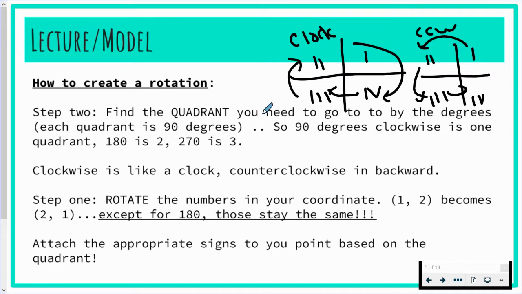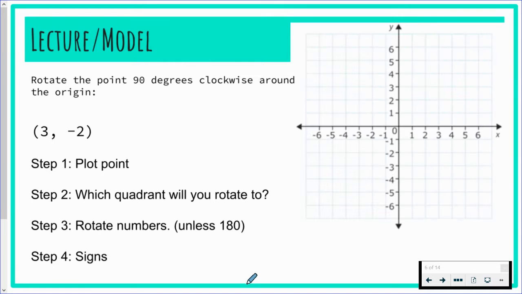After that, you pick which quadrant you're in, and then you assign the signs. For instance, if I went from (1, 2) to (2, 1), say I was in quadrant 1 and they asked me to rotate 90 degrees clockwise, that means I would be going to quadrant 4. First I switch the numbers, and then, going 90 degrees clockwise into quadrant 4, my x is still positive, but my y would turn negative. So you need to pick your quadrant and attach the sign to your numbers. I know that sounds super confusing. Let's look at what that looks like together.